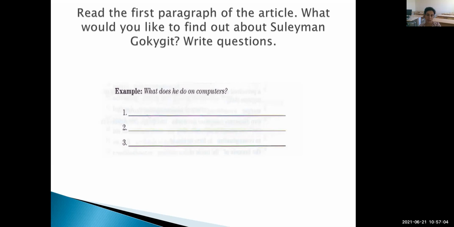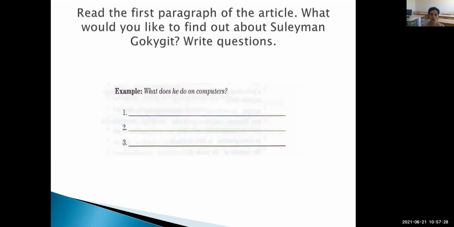Suleiman Gokit is the person who is blind, and he is the hero of the text that we are going to read with you, A Young Blind Whiz. So his name is Suleiman Gokit, and write questions. So I would like you to write 3 questions here, as you see in the example, that you would like to know before reading the text, and maybe you are interested in, and 3 questions at least.